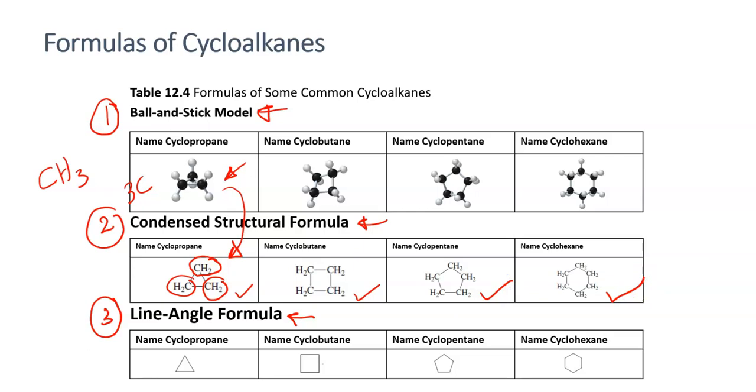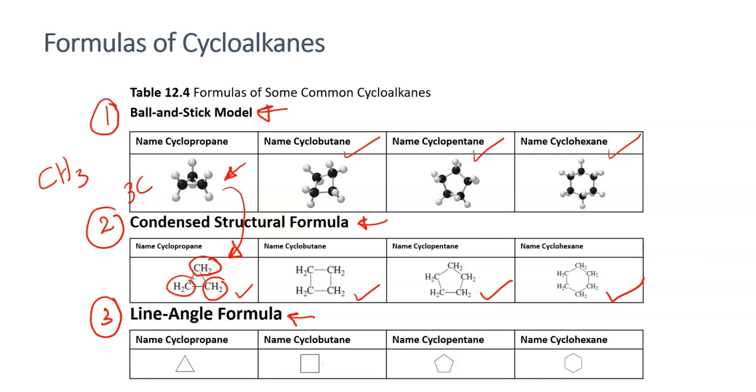Now we'll see one by one. The cyclic compound with four carbon atoms is called cyclobutane, the cyclic compound with 5 carbons is cyclopentane, and the cyclic compound with 6 carbon atoms is cyclohexane. So these names are very important. These are according to the IUPAC naming, and you have to memorize these names.